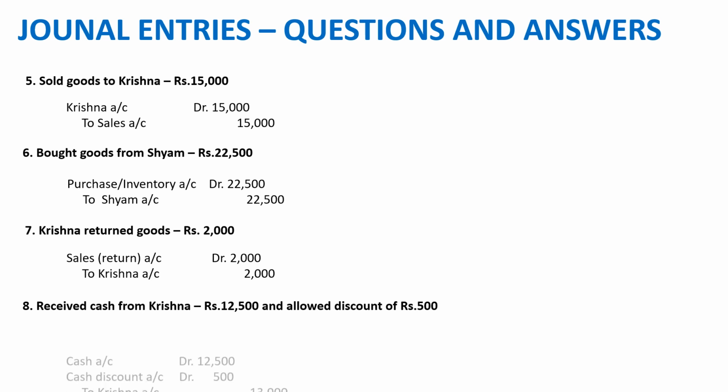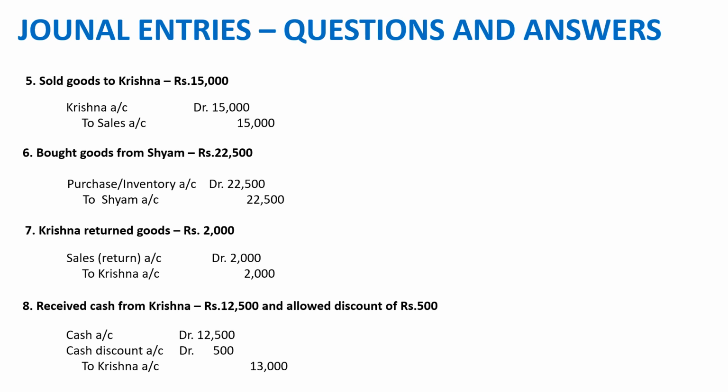So what is happening here? Cash received is 12,500. So asset increased by 12,500. Cash is an asset for the business. Cash discount 500 because it is an expense or loss for the business. Hence it is debited to Krishna account 13,000.